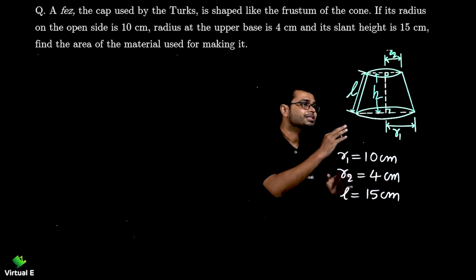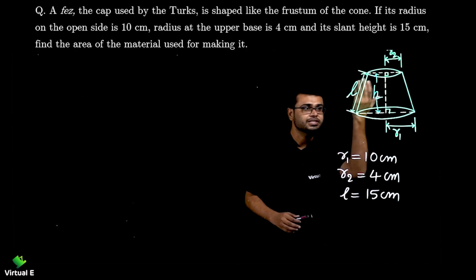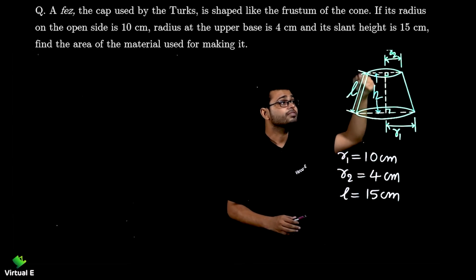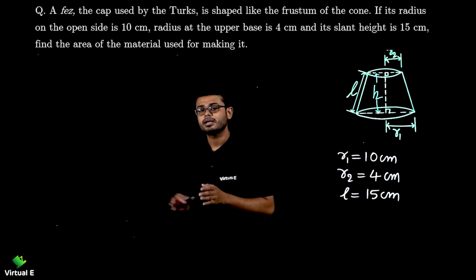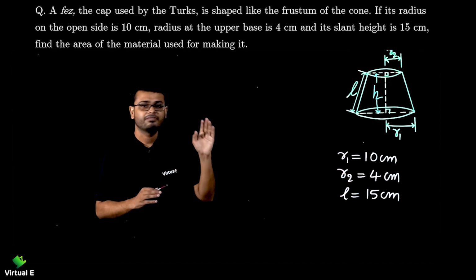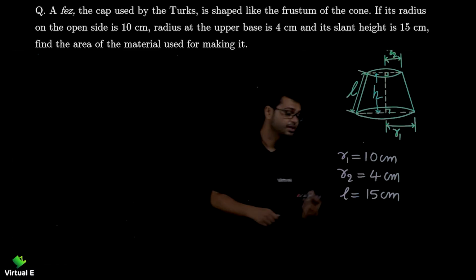So let's start with the calculation. What are we going to calculate? First of all, the CSA, then the area of the top circle. That's it. We add them and we get the material required to make the phase. Simple. Let's start with the CSA first.